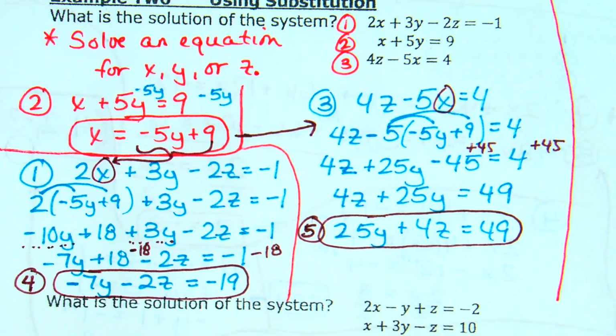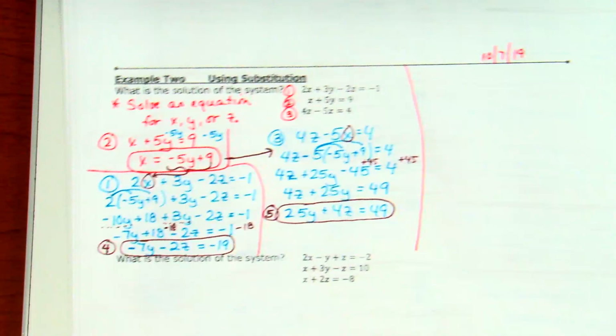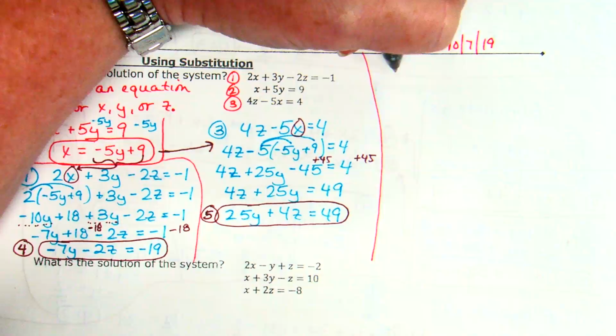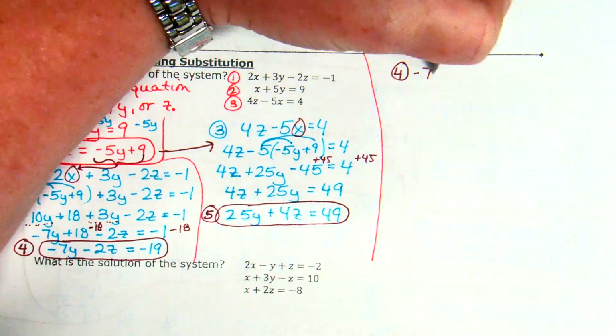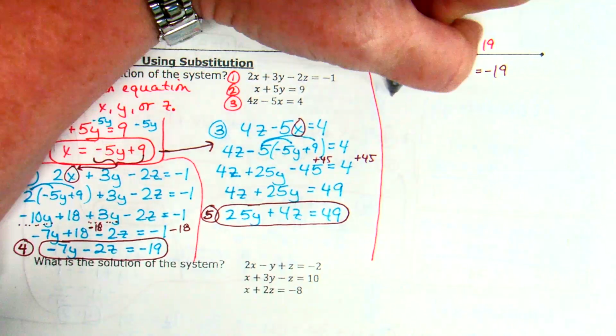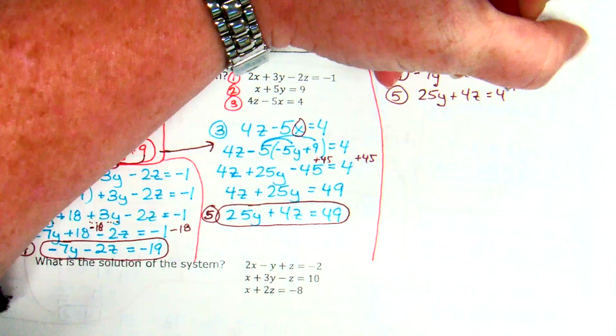Okay. I've got an equation 4 and an equation 5. From here on out, it's the same old process. So let me zoom out a little bit. Ooh, that's a lot. Let me write my equation 4 and 5. So equation 4 is negative 7y minus 2z equals negative 19. Equation 5 is 25y plus 4z equals 49.